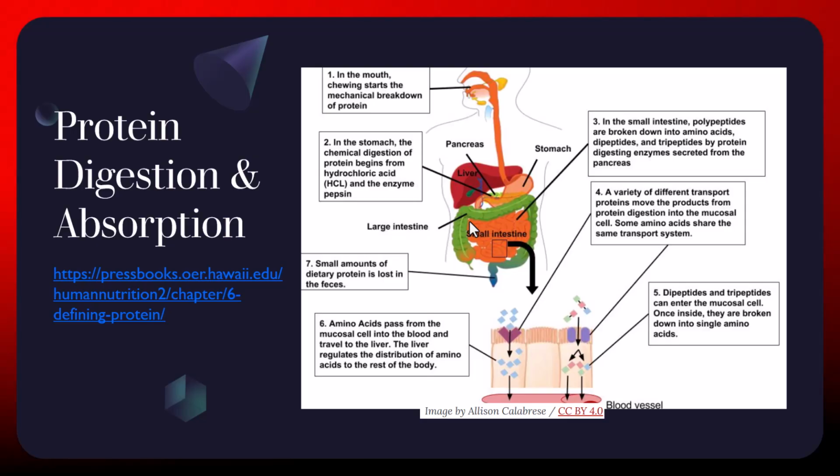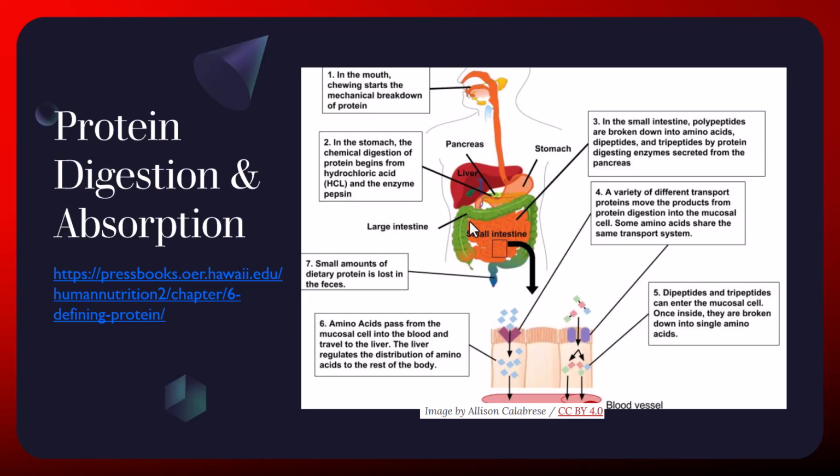Let's go over protein digestion and absorption. Protein digestion really starts in the mouth. Just like carbohydrate digestion begins in the mouth, so does protein digestion. In the mouth, the chewing process starts to mechanically break down proteins. In the stomach, the chemical digestion of protein begins from hydrochloric acid and the enzyme called pepsin.